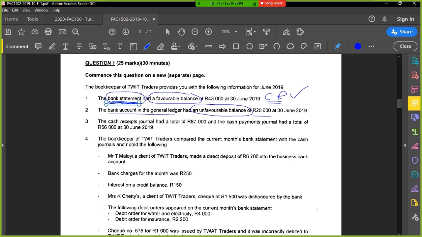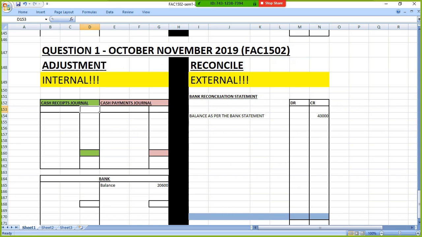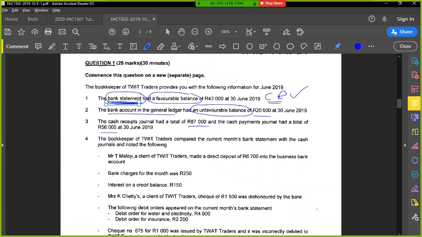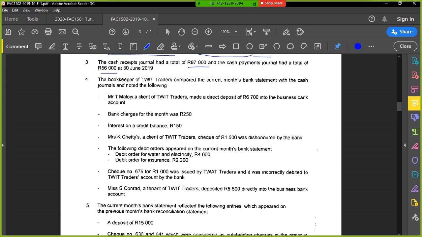Next, cash receipts journal totals. Where are we going to put that? In the cash receipts journal and cash payments journal. Good. 8756. Next, number 4. The bookkeeper compared the current bank statement with the cash journals, and they noted the following. Mr. Malloy, a client of T Traders, made a direct deposit into the business bank account. Adjust to reconcile. And direct deposit. Adjust. Good.